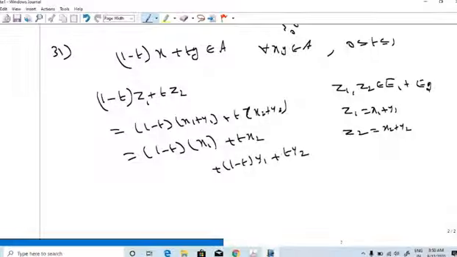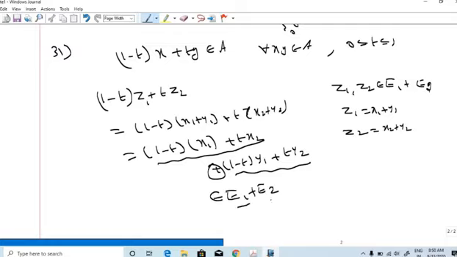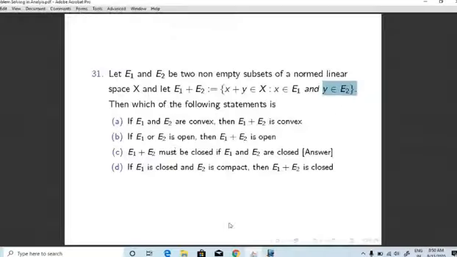Since E1 and E2 are convex sets, this belongs to E1 and this belongs to E2. Since the sum is there, this belongs to E1 plus E2. Therefore, if E1 is convex and E2 is convex, then E1 plus E2 is also convex. Therefore, the first one is correct.